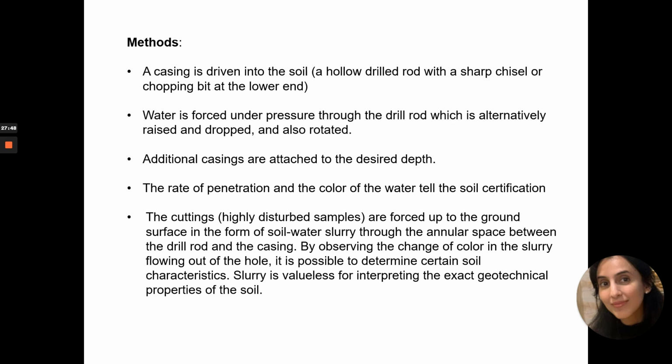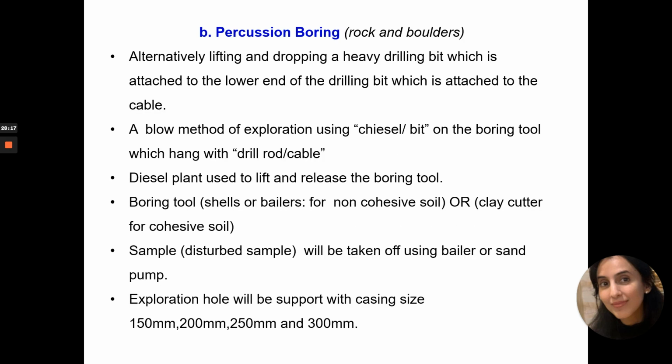The cuttings are highly disturbed samples because they are mixed with water. They are forced up to the ground surface and then normally pumped out, or sometimes just collected because of the force. As you saw earlier, the water is pressed and rises up, and they can collect the slurry using a bucket. Slurry is valueless for interpreting the exact geotechnical properties of the soil because this is a highly disturbed sample.